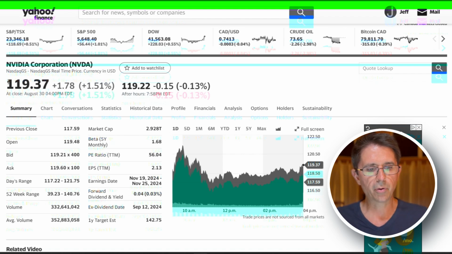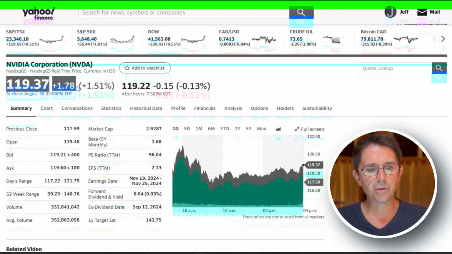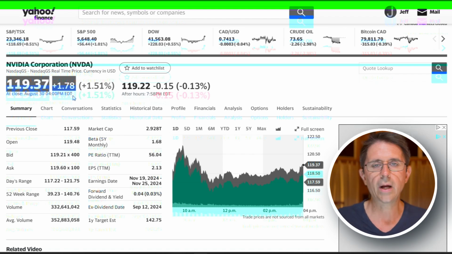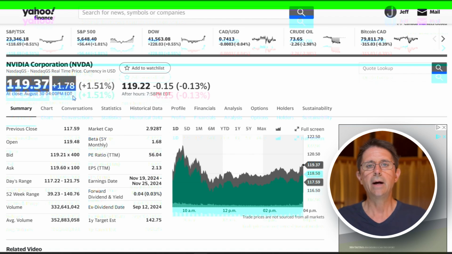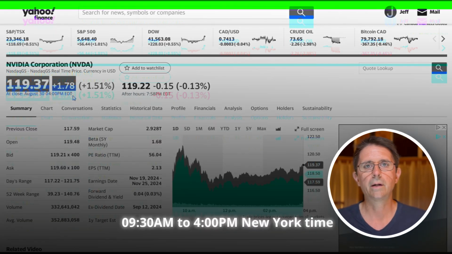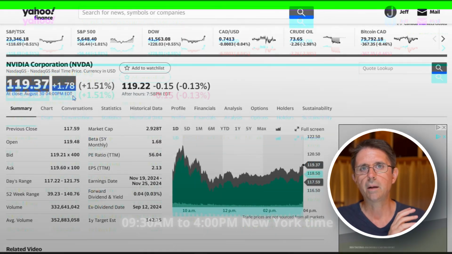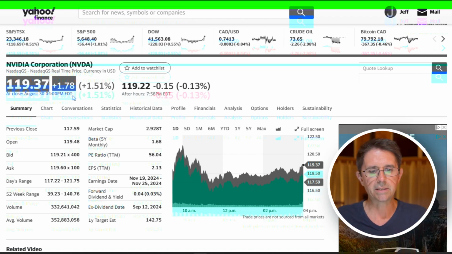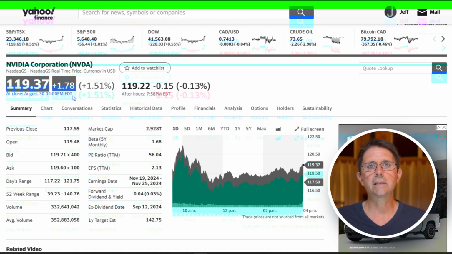Then we have the price here. If the market was open, this would be moving. But this is actually the last price at the close of the main session at 4 o'clock New York time. Now, you may not be aware, but stocks actually trade a lot longer than the main session. So the main session is from 9:30 to 4 o'clock New York time. But there's actually a pre-market session that starts, I think, at 4 a.m. New York time. And then there's a post-market session, which happens after 4 p.m. for a couple of hours. Okay, so you got pre-market, main session, and post-market.